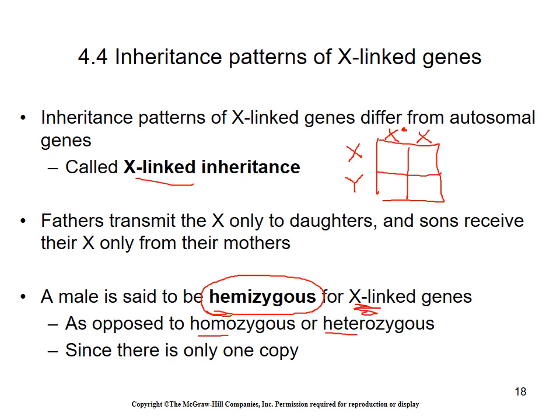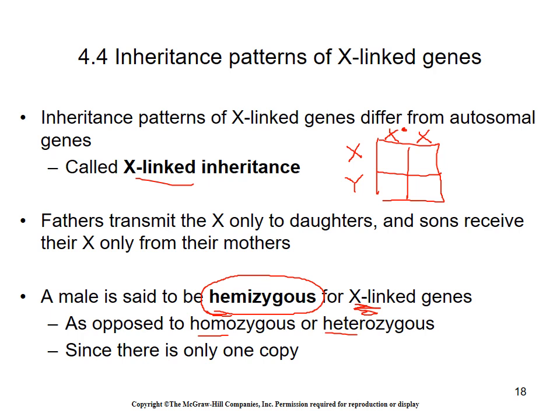So if mom has one bad copy, one mutated copy on her X chromosome, but the other X is normal, mom is what we call a carrier. She carries the mutation, but she can still see all the colors because she has that backup X chromosome that's fully functioning. Dad, on the other hand, is not that lucky, right?